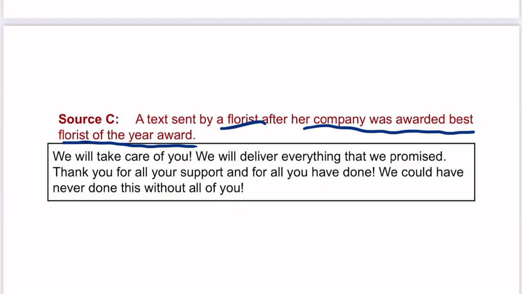It is from a florist after a company was awarded Best Florist of the Year award. In this case, the context is totally different from the first two. There's nothing like let's win a bid, or I won the elections, but the idea here is that this particular person has won an award and she wants to thank all the customers for the support they have been giving her for the last however many years. And over time, this lady is saying, we'll still continue to take care of you, because when you order flowers from us, we will continue to do our best to provide the best flowers for you. That's what they probably mean by taking care of you.